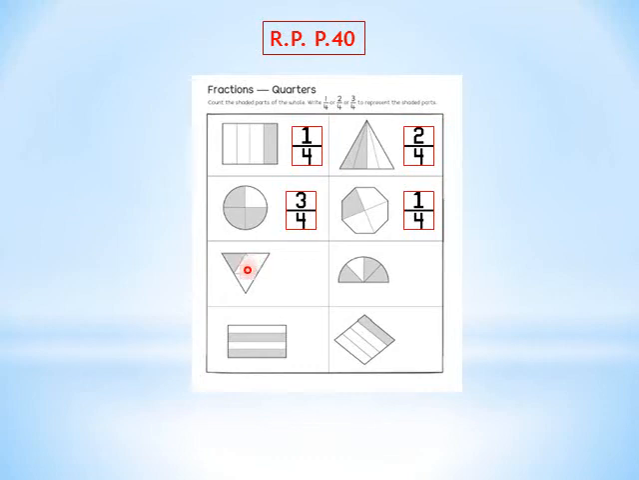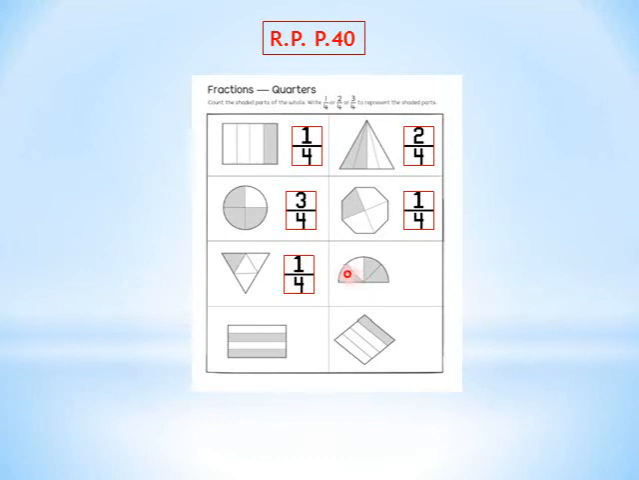This triangle is divided into 4 equal parts. So I have 1 shaded part. I will put 1 at the top. And then I will count the total number of parts. 1, 2, 3, 4. So I will put 4 at the bottom. How can I read this fraction? It's 1 over 4 or 1 quarter.